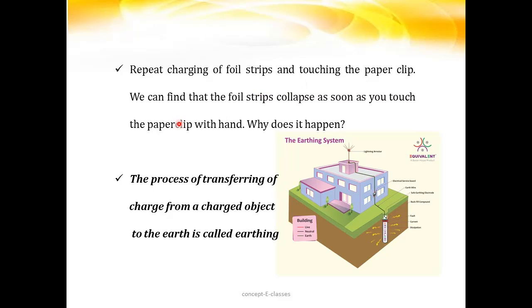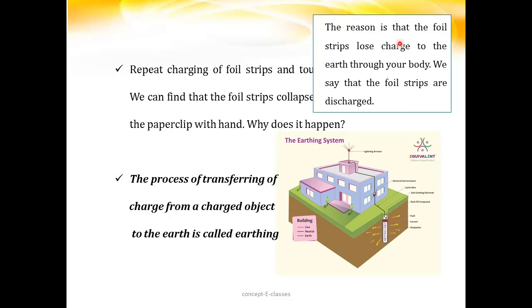What can we see? We find that the foil strips collapse as soon as you touch the paper clip with the hand. Why does it happen? It happens because the foil strips lose charge to the earth through your body. We can say that the foil strips are discharged. This process of transferring charge from a charged object to the earth is called earthing. What happened here is that the charge inside the foil strips was transferred to the earth through our body.